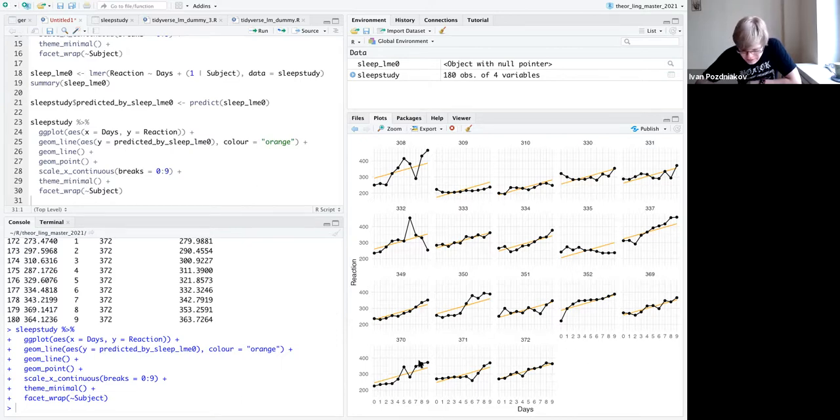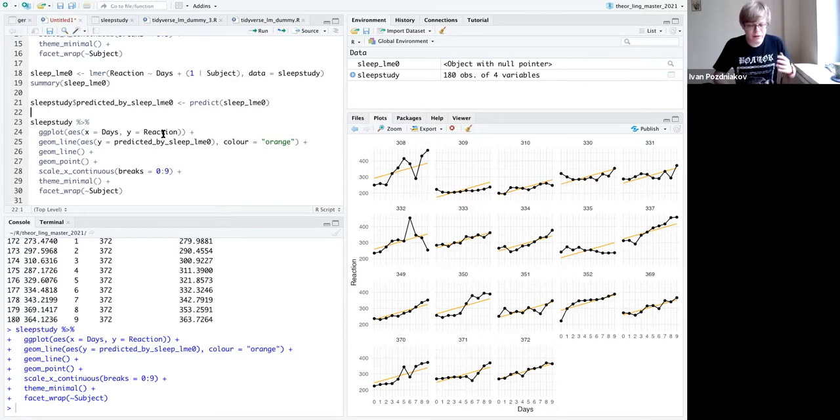Right, I hope it's clear. So in the linear mixed effects model, we have not one regression line, but an individual regression line for every subject. So we assume that this intercept coefficient is different for every subject, and it follows some normal distribution that is fitted when we fit the model.